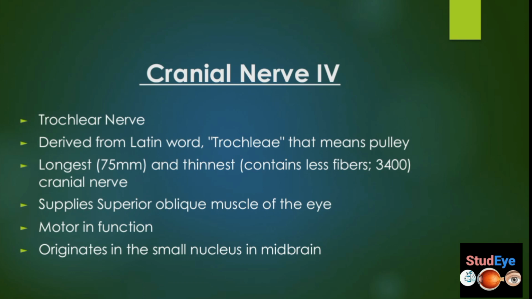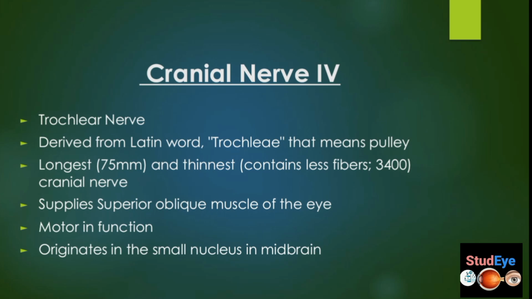That means 75 millimeter. Its length is 75 millimeter. This is the longest cranial nerve and is the thinnest as well. It has fewer nerve fibers, approximately 3400 fibers, and it supplies the superior oblique muscle of the eye. I have told you that the muscle it innervates passes through a pulley. So the muscle it innervates is the superior oblique, and this nerve is totally motor in function.